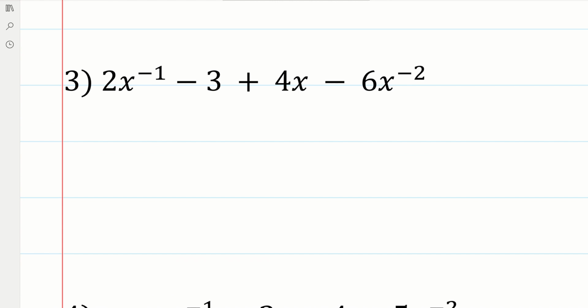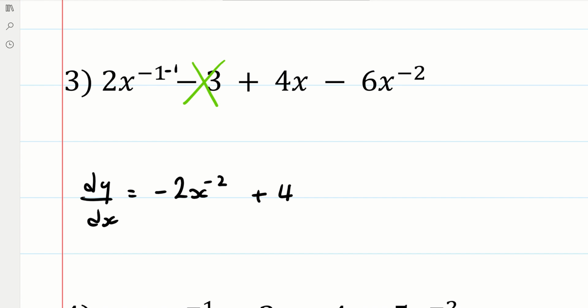Okay. Negative 1 times 2 is negative 2, and minus 1 becomes a negative 2. The 3 is an intercept, we don't differentiate it. Plus 4, the x disappears. And then we've got negative 2 times negative 6 is plus 12x, and minus 1 becomes minus 3. So negative 2 take away 1 is negative 3.